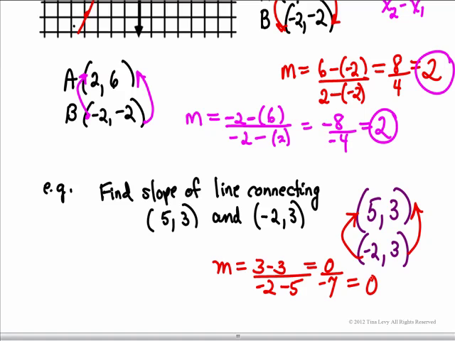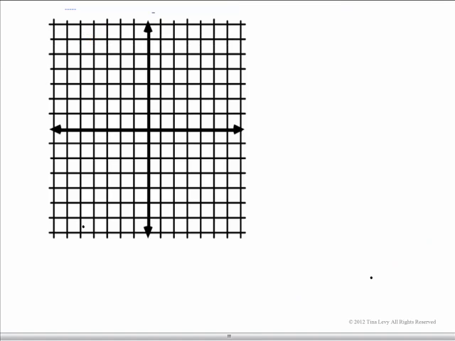Let's take a look at what the graph of this line would look like. I'm going to go to the next page and we'll graph it. I told you the ordered pairs were 5, 3, and negative 2, 3. We do the ordered pair 5, 3, which is over 5 and up 3. I'll call this point A if you want. And then point B is negative 2, so left 2, up 3, and there's B.